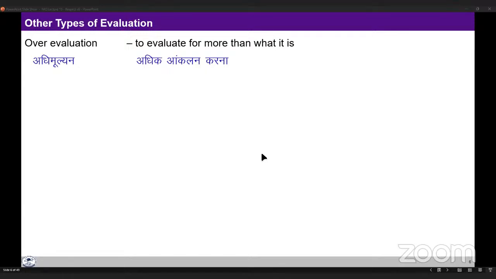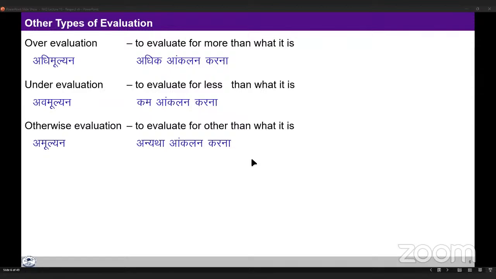So do you feel respected when there is over evaluation, under evaluation, or otherwise evaluation? We'll have to look into it. Whenever there is over evaluation, do you feel respected? Say someone tells you the college is not going to run if you're not there, it is on you that the complete structure is standing. Or the student has done well, and they say the student can do anything. We'll have to see whether it is over evaluation or correct evaluation of the student.